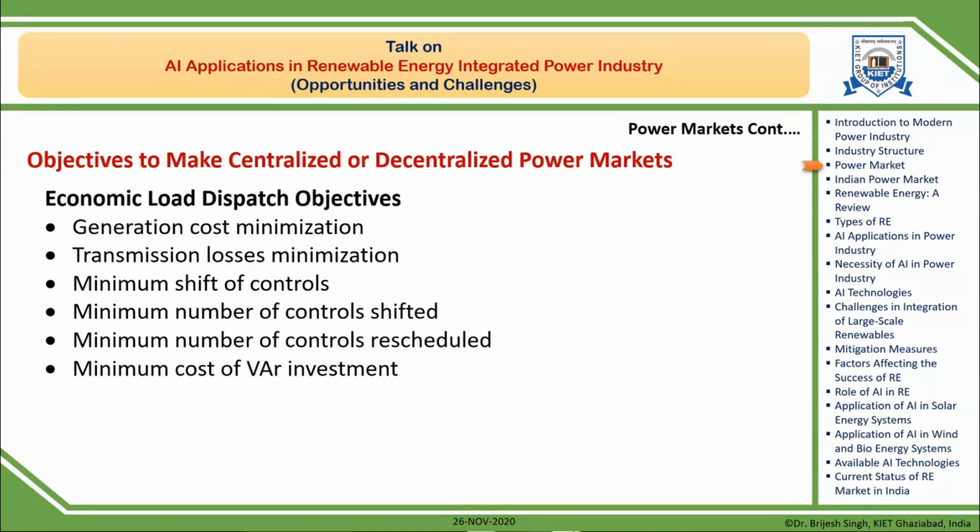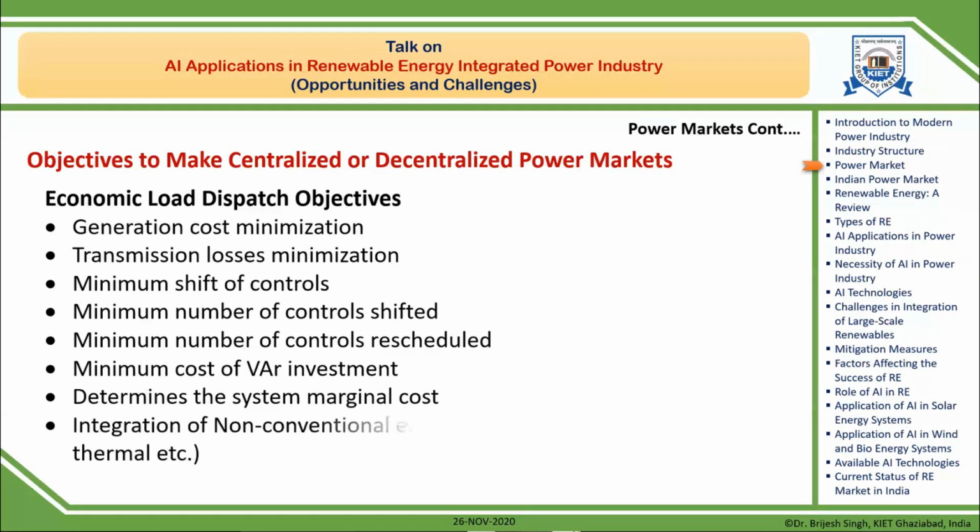Similarly, reactive power cost minimization is under the economic load dispatch objective. Then determining the system marginal cost for the economic load dispatch, and integration of non-conventional energy resources like PV, wind, and geothermal for the economic load dispatch. As you know, this last term is very important nowadays.